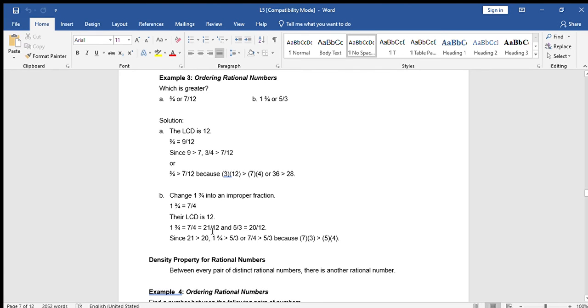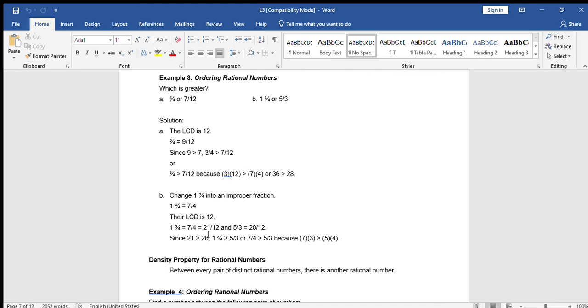Their LCD is 12. Again, the LCD of 7/4 and 5/3 is 12. What is LCD? That is the least common denominator. So, 1 whole and 3/4 is equal to 7/4, which is equal to 21/12. How do we know that it is 21/12? Because if we reduce them to lowest terms, they would be equal to 7/4.